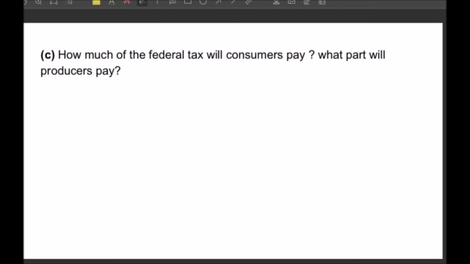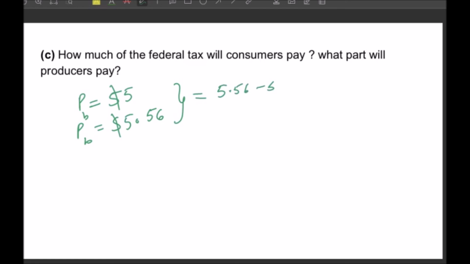Let's move to the last part. How much of the federal tax will consumers pay? Okay. The price that consumers were paying when there was no tax was equal to $5. After the imposition of tax, the consumers pay $5.56. Hence, due to tax, the extra price that they have to pay as tax is equal to 5.56 minus 5, which is equal to 56 cents. This is the tax that consumers pay.